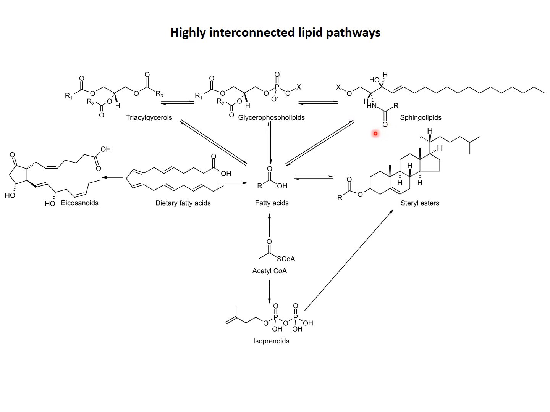And otherwise, this dietary fatty acid could be used as a precursor for the all-important eicosanoids. And you can see what happens is you get cyclization here. Acetyl-CoA can also go through to isoprenoids, which become part of sterols, which can then be esterified to fatty acids.